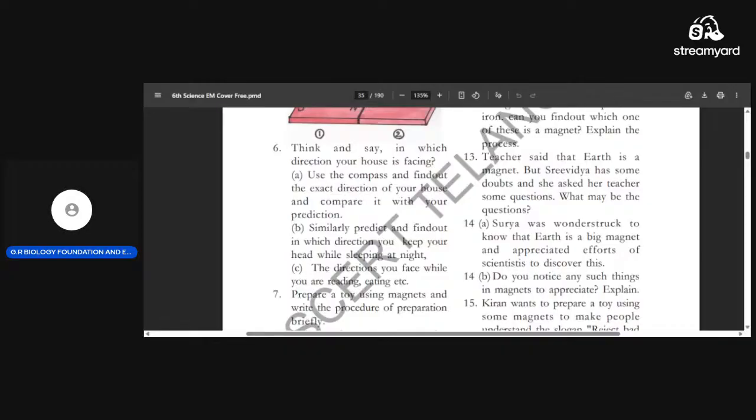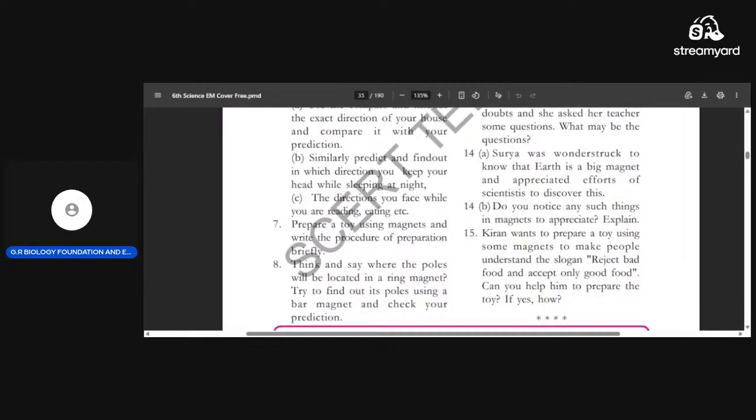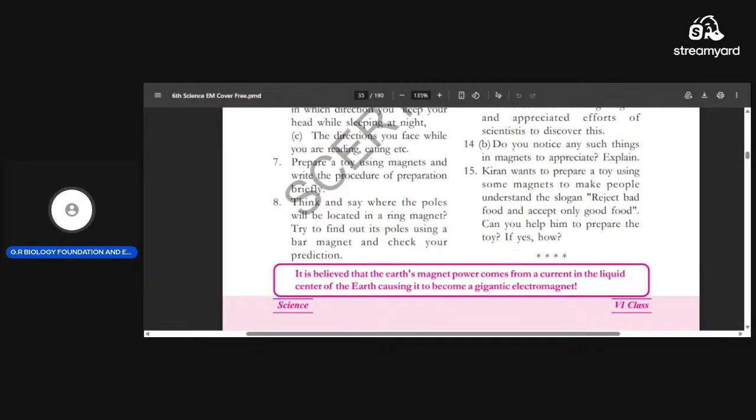Similarly, predict and find out in which direction you keep your head while sleeping at night. That also we find with the magnetic compass. If you know the house facing, then you will know which side you keep your head while sleeping, and the direction you face while reading, eating, etc. So with the help of the magnetic compass itself, we will find the direction of a place. Then by making your own magnet, you can get one magnet and a magnetic compass and find that out.